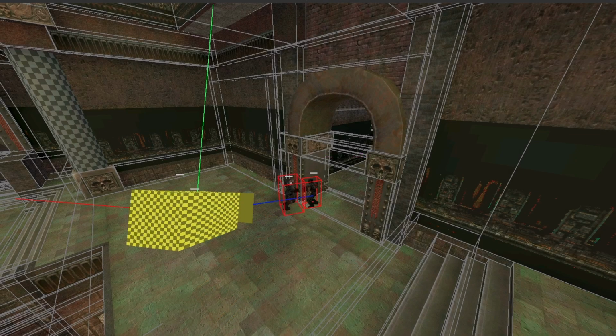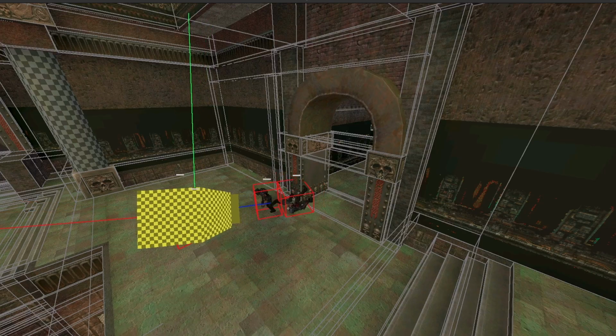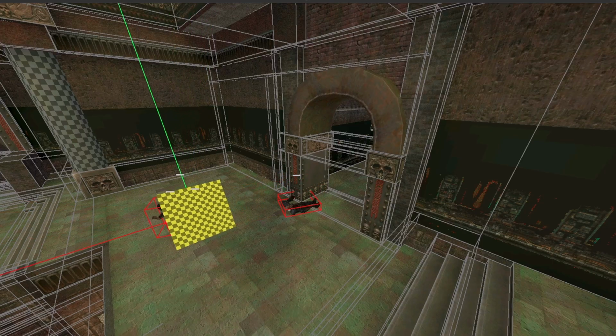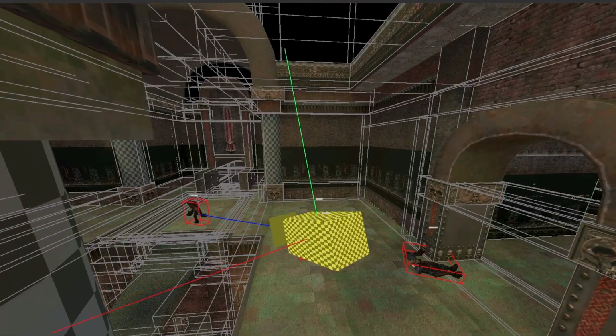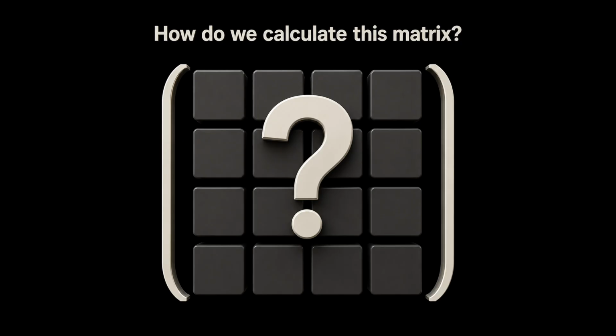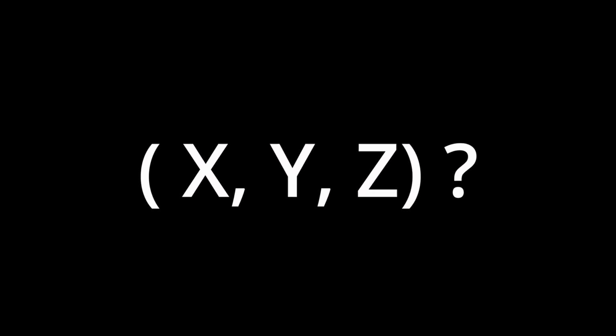This is where the LookAt method comes in. Instead of specifying a camera orientation, we simply provide two positions: the camera position and the target position. The LookAt function then builds a transformation matrix that converts world space coordinates into camera space coordinates. No angles required. So the question is, how do we build this matrix? To answer that, we first need to understand what a position x, y, z actually means in 3D space.